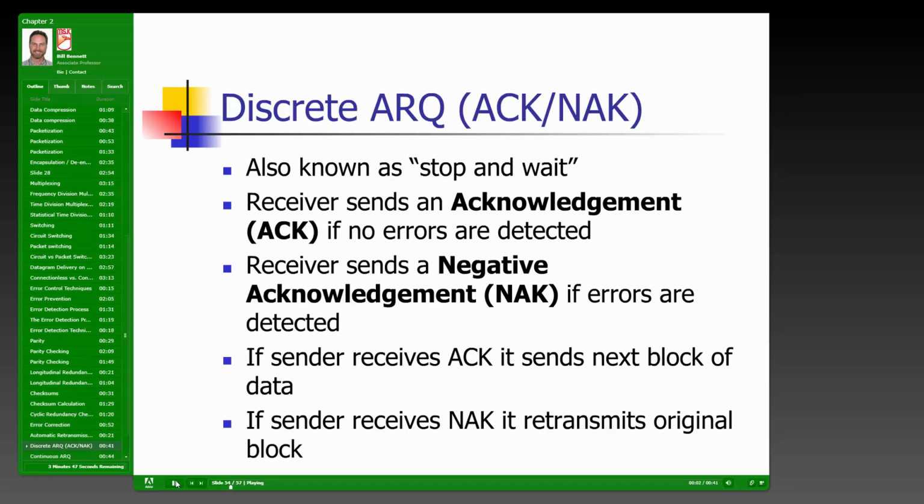In discrete ARQ, also known as stop and wait, the receiver sends an acknowledgment, known as an ACK, if no errors are detected, and the receiver will send a negative acknowledgment, or NACK, if errors are detected. So if the sender receives an ACK, then it sends the next block of data. An acknowledgment says we got everything okay, no errors, so the sender says, all right, then I'll send you the next block. But if the sender receives a NACK, then it will retransmit the original block.